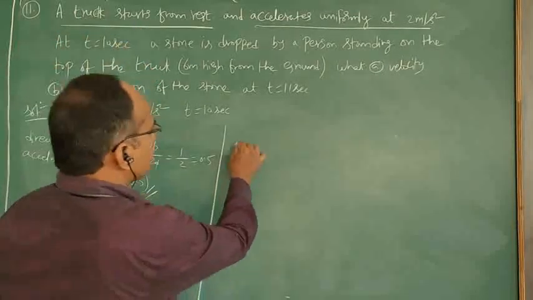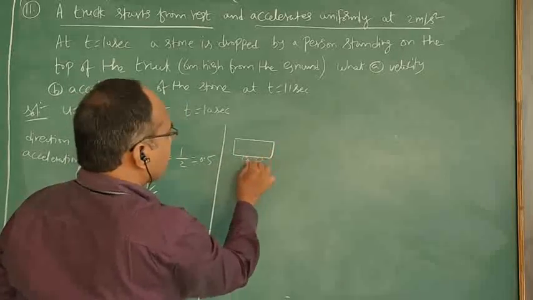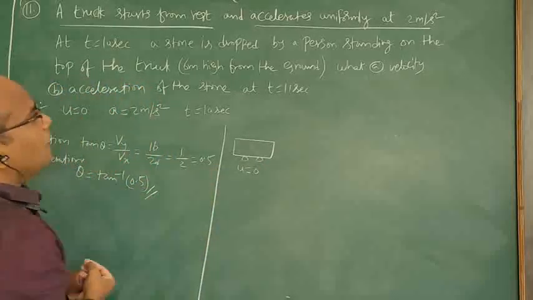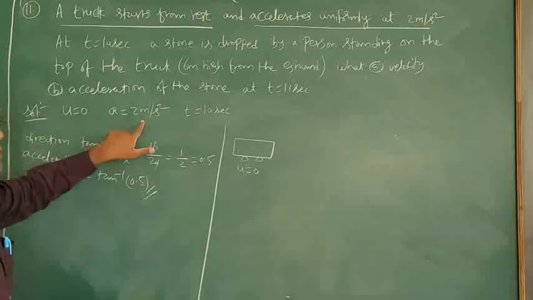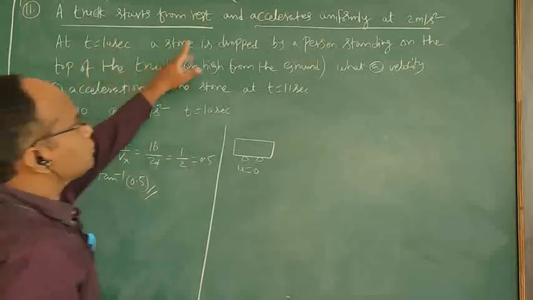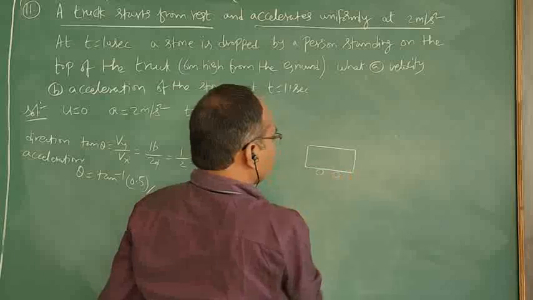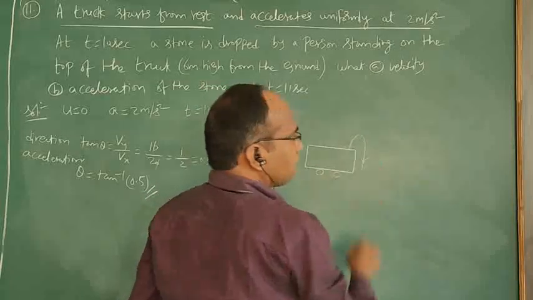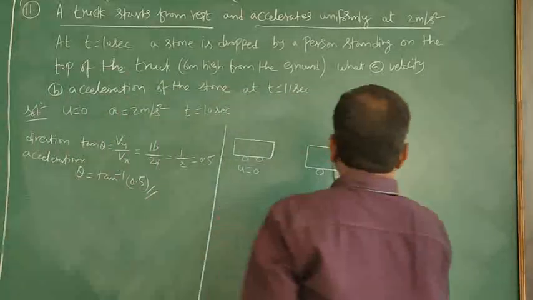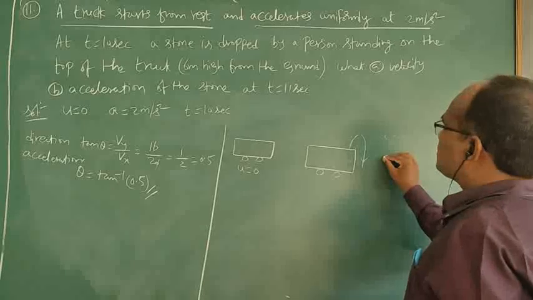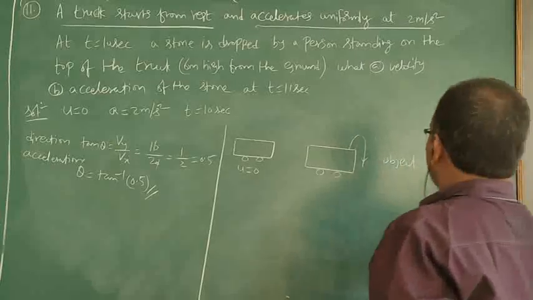See, the truck starts from rest, means we are studying like this. So this is the truck when it is at rest position, and it accelerates uniformly at a is equal to 2 meter per second square. At t is equal to 10 seconds, a stone is dropped. What is the meaning of this? This is a truck, after 10 seconds, a stone was dropped. So what is the acceleration they are asking? When the stone is dropped, the object falls vertically.